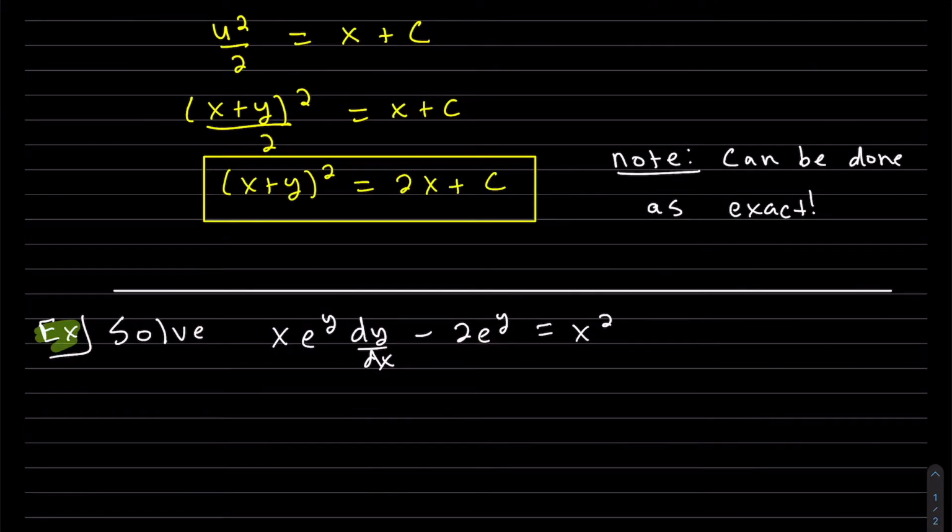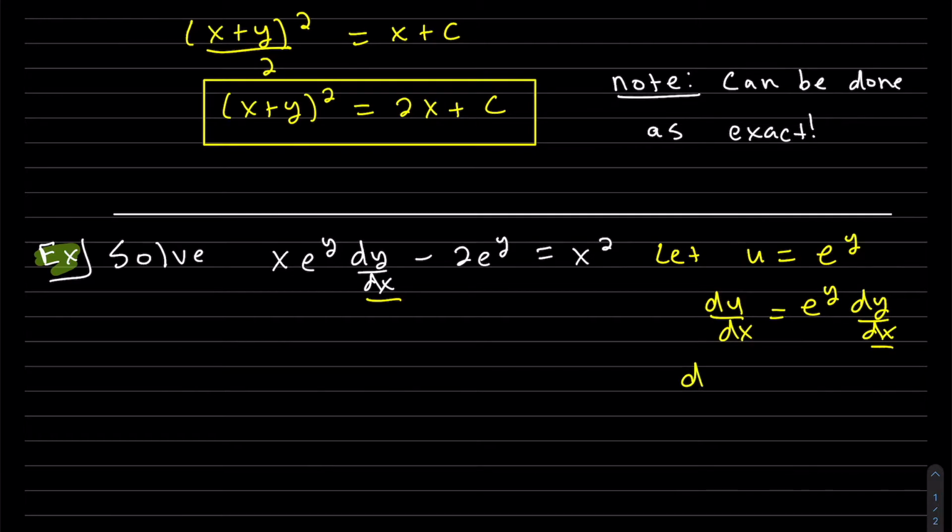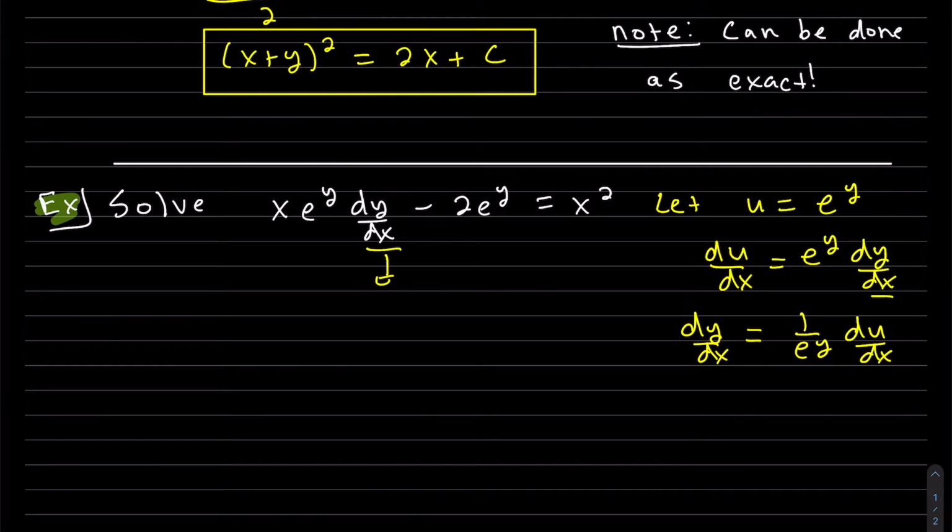So on this one, since we have e to the y, we're going to let u equal e to the y. We're going to try that. Take the derivative with respect to x. Solve for dy dx. Make sure that looks like a u. Replace it. Replace our u's. E to the y, u.